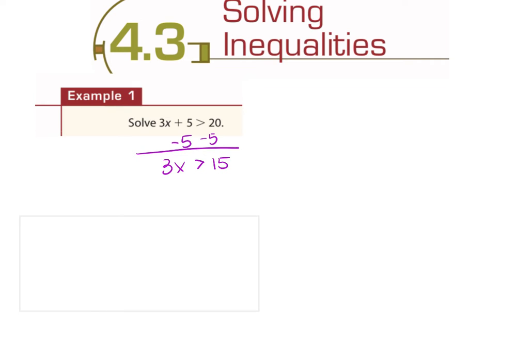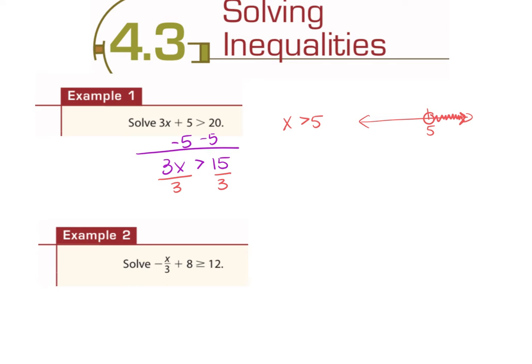What would be my last step if I were solving an equation? Divide by 3. X is greater than 5. On a number line, I would start at my 5. Open or closed circle? Open. Open circle. Is x bigger or smaller? X is bigger. Okay, that's what the graph would look like. All right, let's look at the next example.